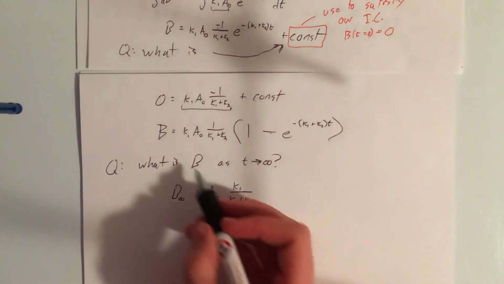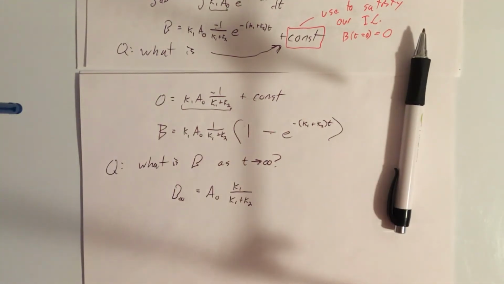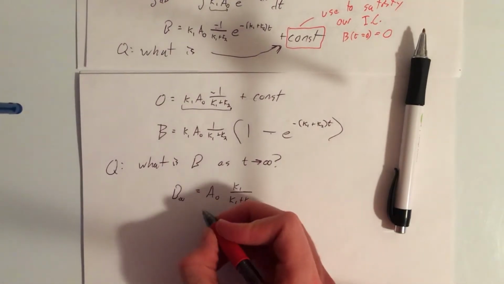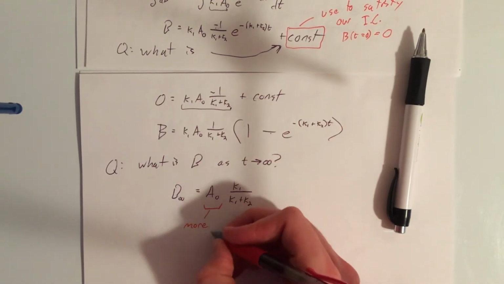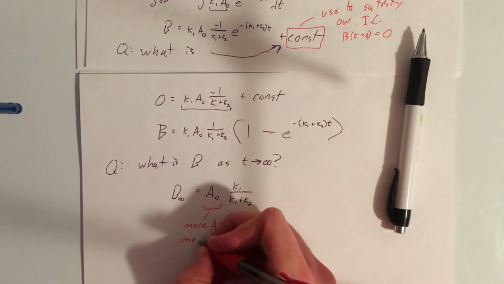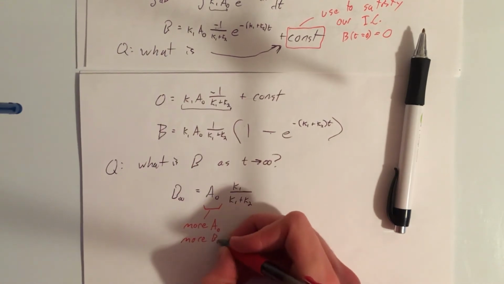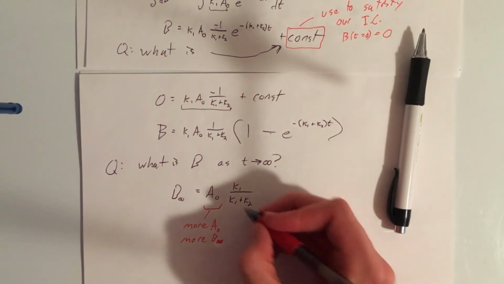I regrouped these terms a little bit differently, and I did so to reveal a concept we were kind of getting at earlier when we were looking at the plots. The idea here is if we put in more a naught at the beginning, then we get more b, the b infinity, as the reaction goes to completion.